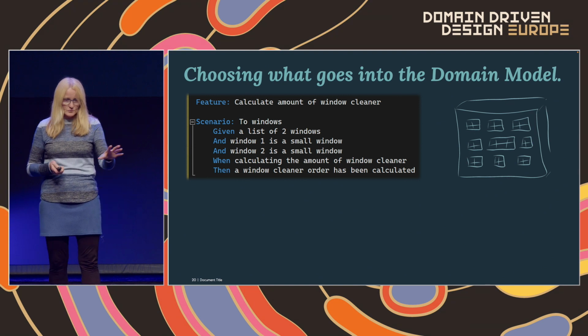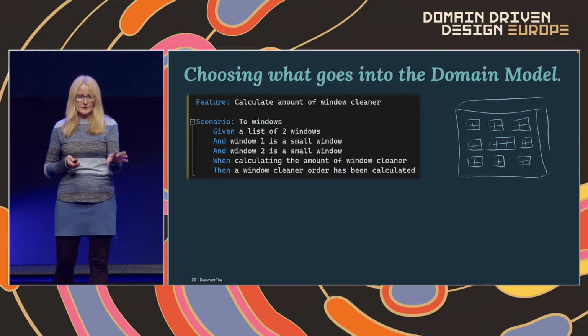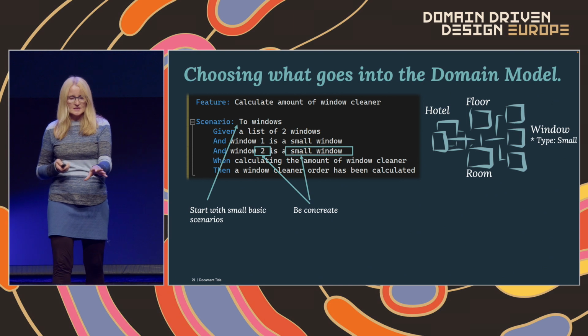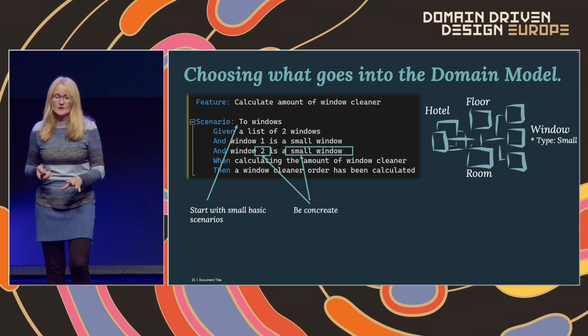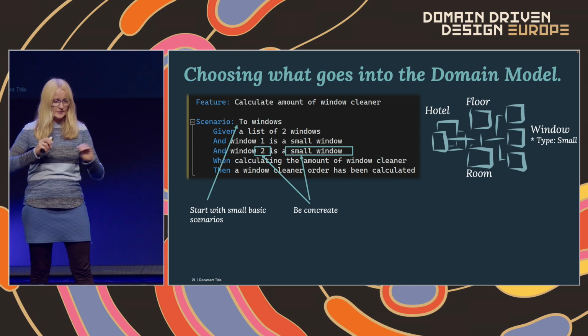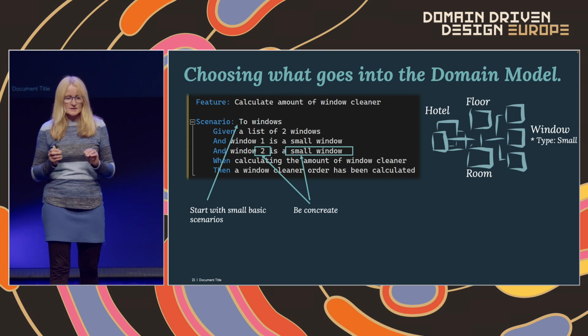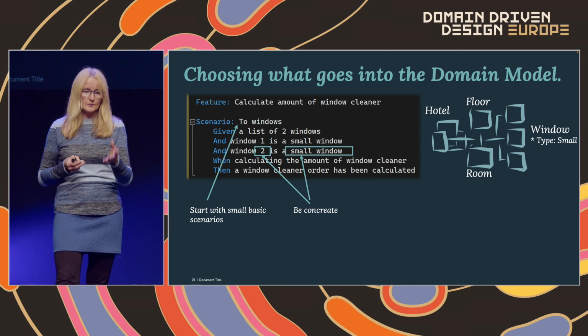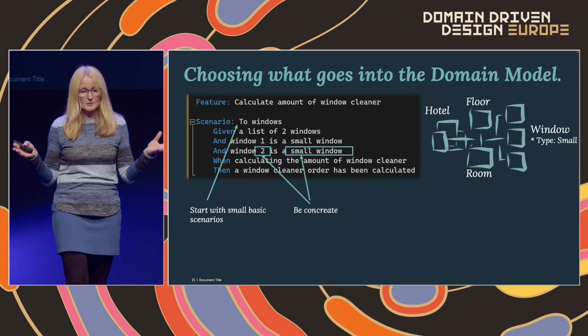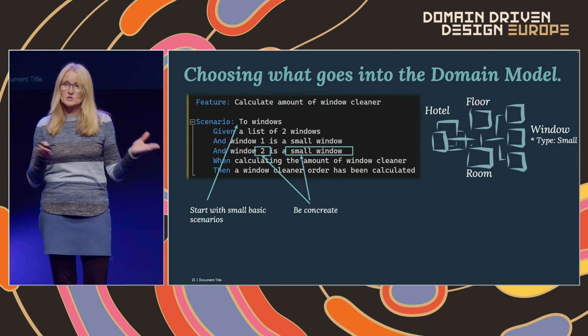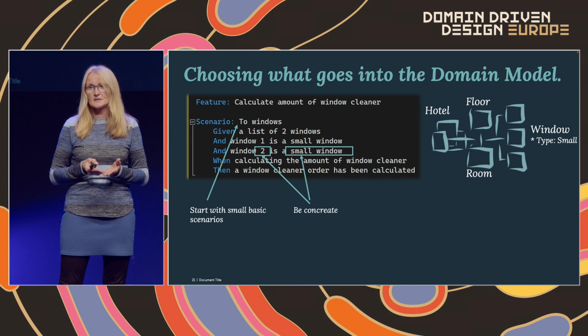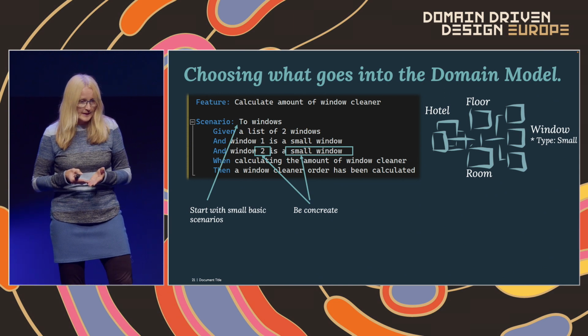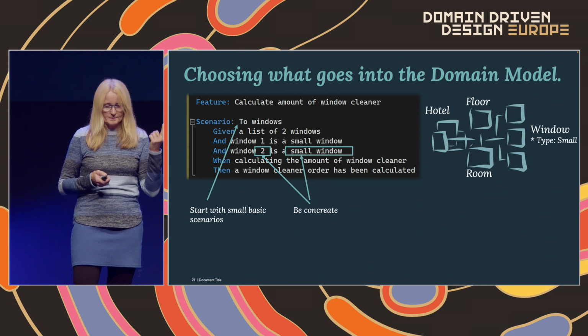Okay, but I just want to say, even in a small scenario like this, I can start shaping my domain model in code. I put the floor, the hotel, the room, and the relations between them, and a window with only 1 property, the type is small. And if I put small there, that's because that's how the business are talking about their windows. So start small, be concrete.